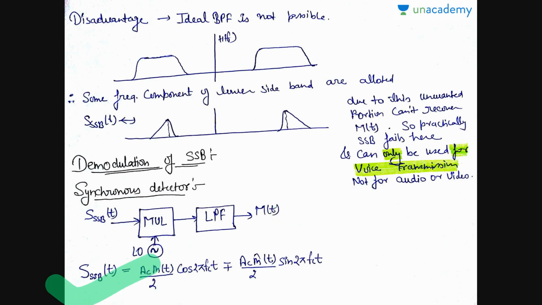This is the equation of the SSBSC signal, that is Ac m(t)/2 cos 2πfct minus plus Ac m^(t)/2 sin 2πfct. And what is this m^(t)? It is the Hilbert transform of the m(t).